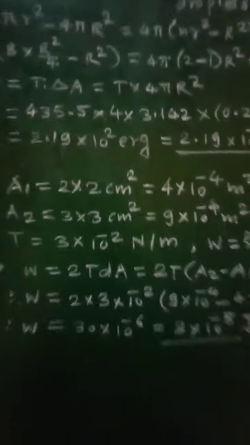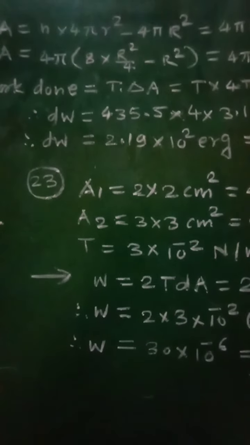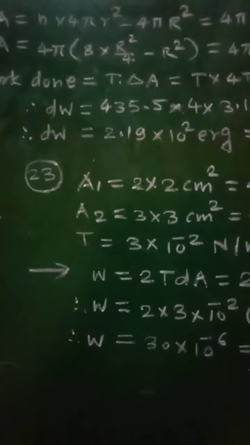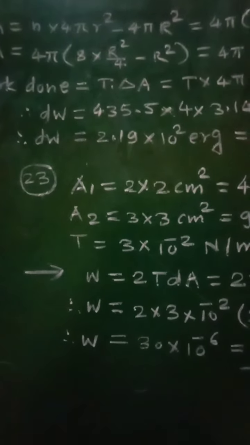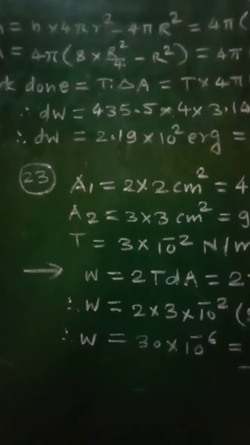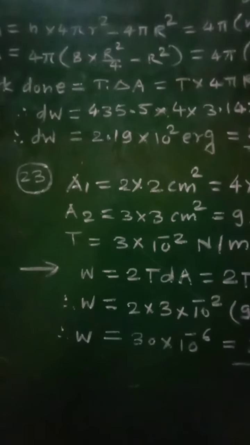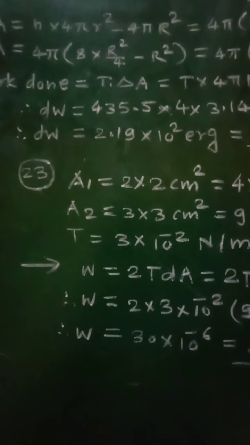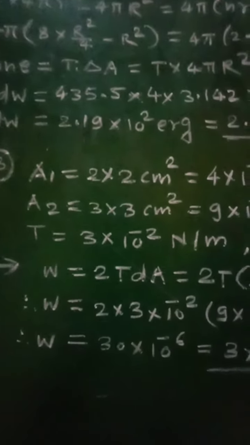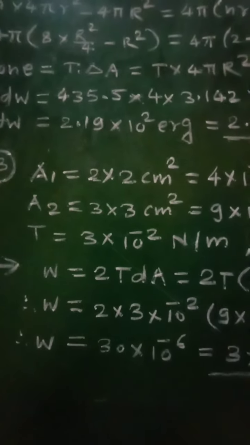numerical, that is numerical number 23, which is given as: a rectangular wire frame of size 2 cm by 2 cm is dipped in a soap solution and taken out. A soap film is formed. If the size of the film is changed to 3 cm by 3 cm, calculate the work done in this process when the surface tension of soap film is given as T equal to 3 into 10 raised to minus 2 Newton per meter.